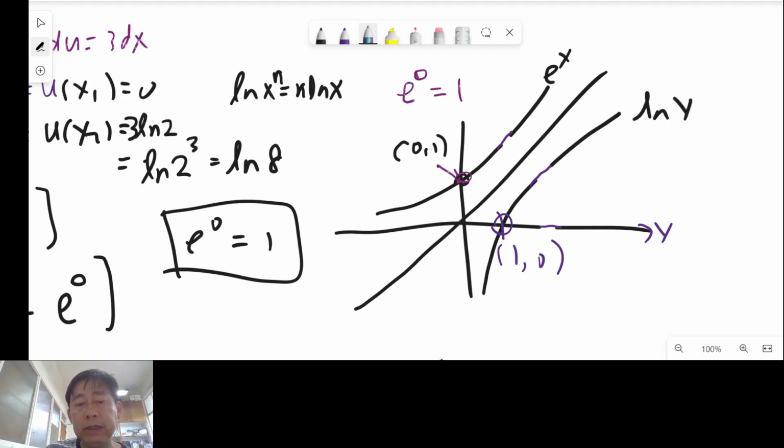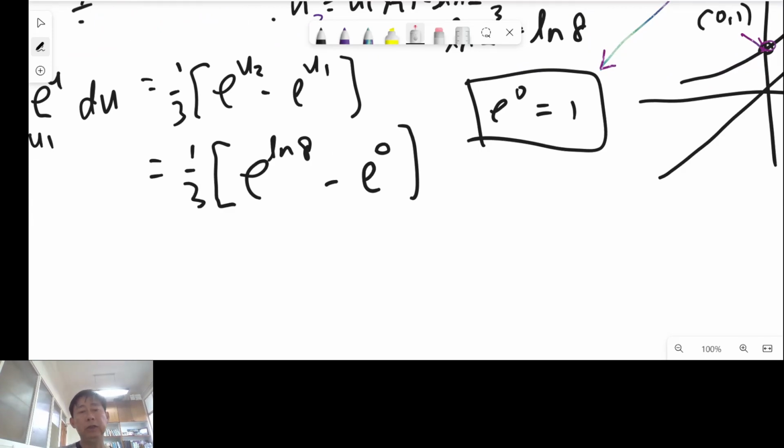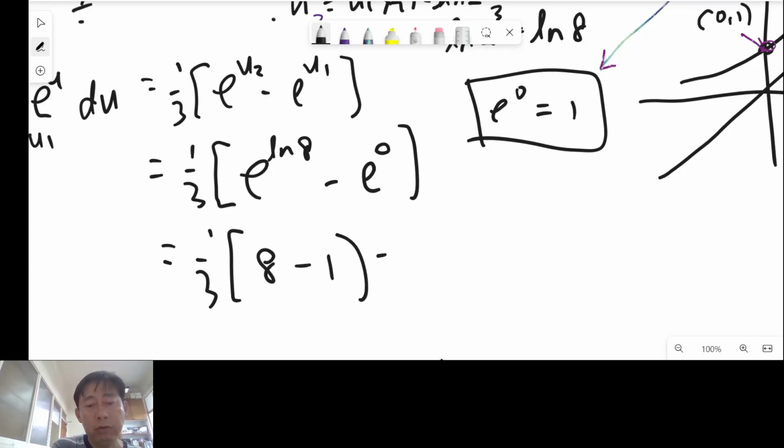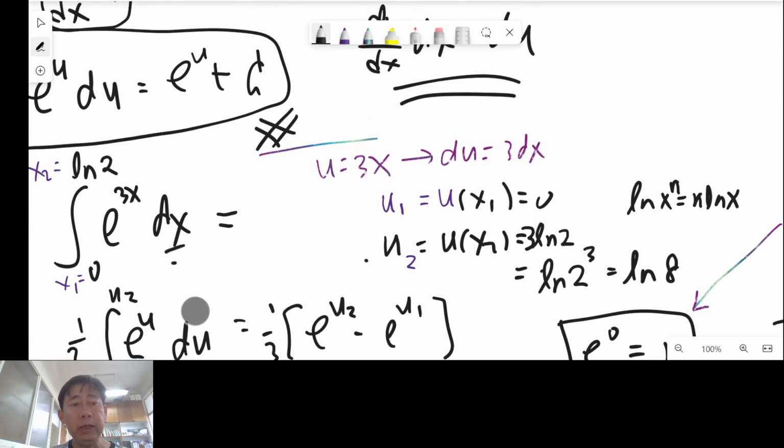Right? So this could be easily understood from the viewpoint of the values of the exponential function on the curve that is obtained by reflecting log of x. So e power 0 is just 1. Then we can simplify this to be e power ln 8, which is just equal to 8, minus 1, which is equal to 7 over 3. So that is the integration that I am doing.